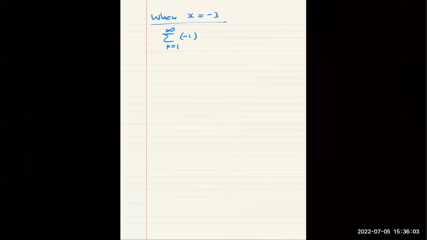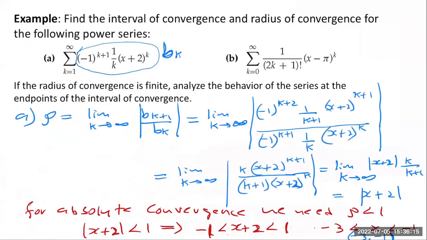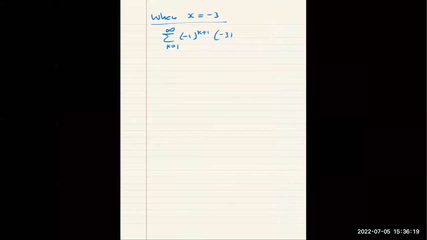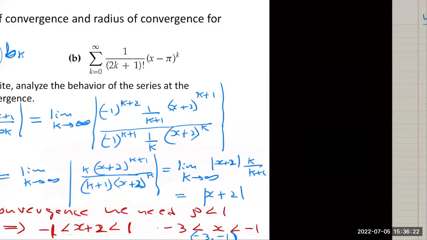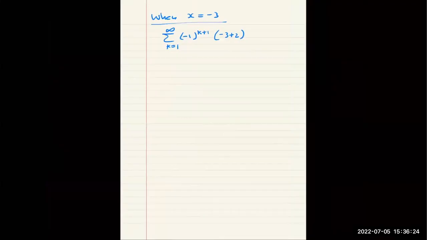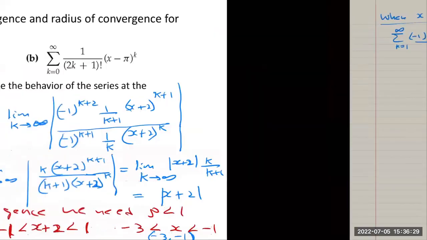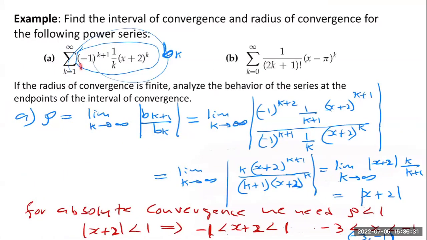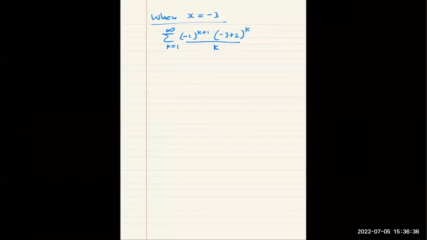Minus 1 to the power k plus 1 times minus 1 to the power k divided by, let me actually write the entire thing so that you see what's going on clearly. Minus 3 plus 2 to the power k divided by k. As you can see here, you have a k in the bottom. So this is what you have. Now we can simplify this.